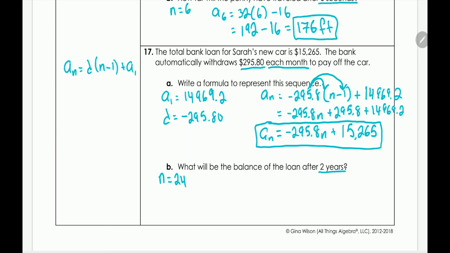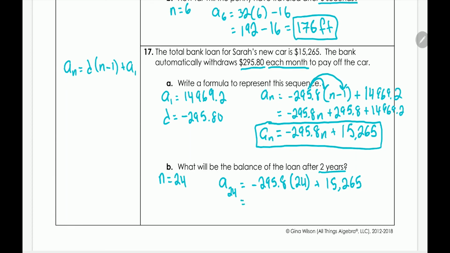Using the formula that we discovered before, we're going to take n and replace it with 24. So we have A sub 24 is equal to negative 295.8 multiplied by 24 plus 15,265. Okay? After this, we just have to evaluate.